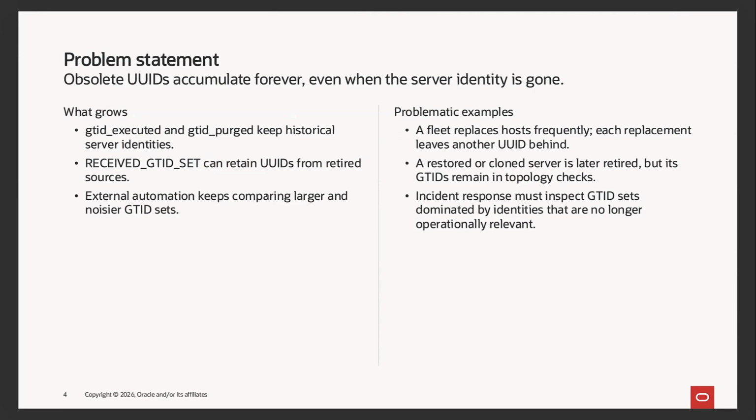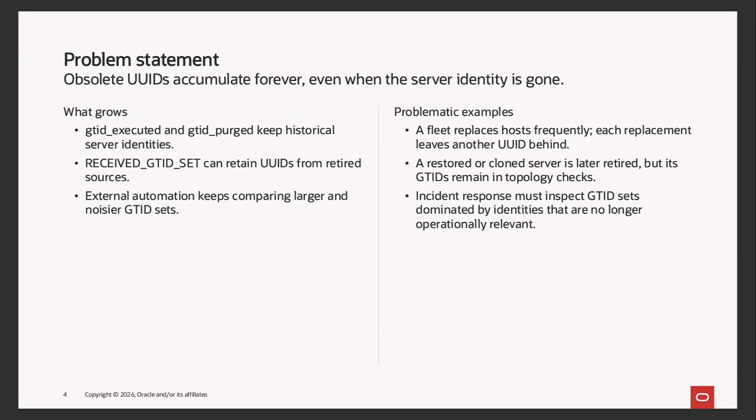What is the problem statement here? Obsolete UIDs accumulate forever, even when the server identity is gone. That makes the server's gtid_executed and gtid_purged keep historical server identities. The receiver GTID set can also retain UIDs from retired servers, and external automation keeps comparing larger and noisier GTID sets. So tools are always having troubles with this.